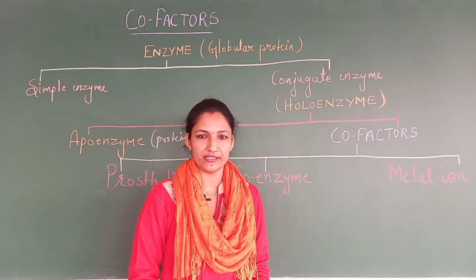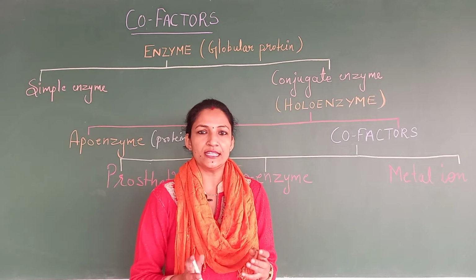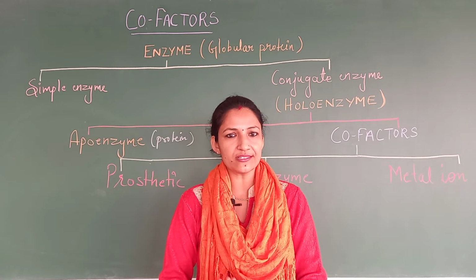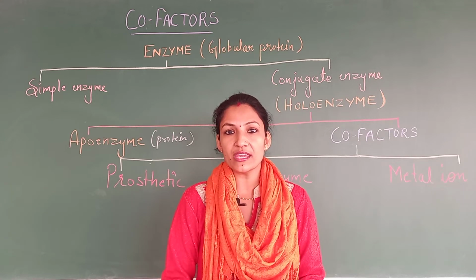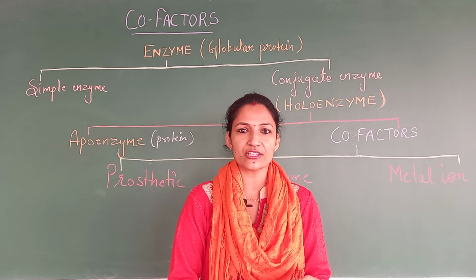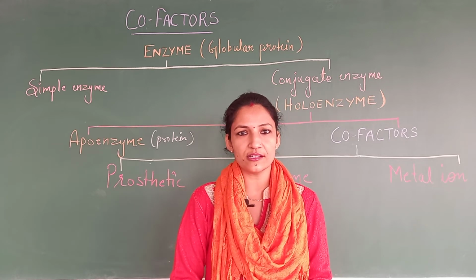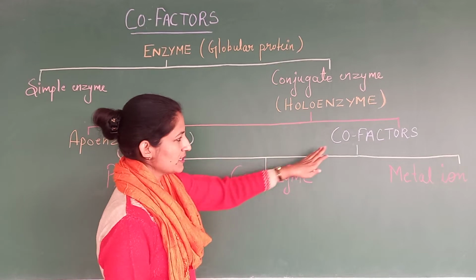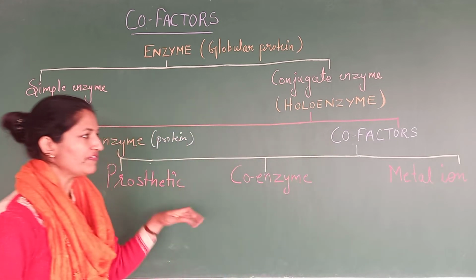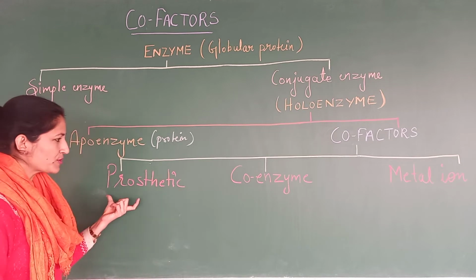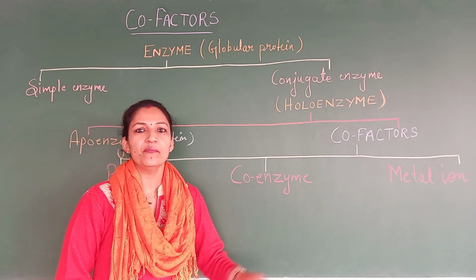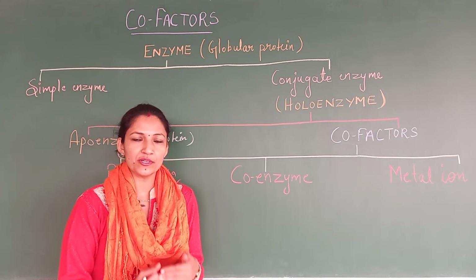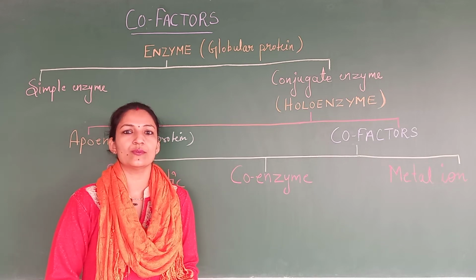So the topic is cofactor. Cofactors, it means they are going to attach to the site of an enzyme where the substrates used to bind, to make the reaction occur in a system in a proper manner, or we can say to catalyze the reaction properly. So these are the cofactors. Cofactors can be further of three types: prosthetic, coenzyme and metal ion, or we can say metal activators.